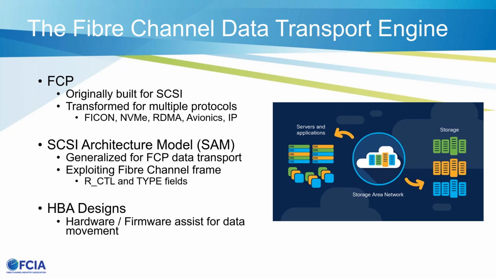And we're exploiting the Fibre Channel frame characteristics, specifically the R control and type fields, as triggers to be able to utilize the hardware engines. The HBA designs themselves have been adapted to put much of the data movement operations into hardware and provide a little bit of firmware to assist those operations. So this is really the magic behind the Fibre Channel data transport engine.